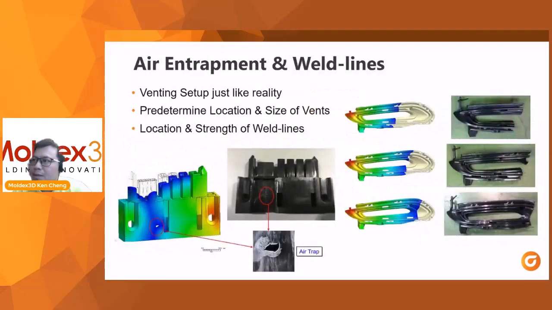This is an example about the air trap. Because you know where the air trap is, you can put your venting location there. The picture on the right side shows you where the weld line location is, and you are able to go back and adjust your gate location, change the thickness, or add a flow leader in order to change your flow pattern and get flow balance too.